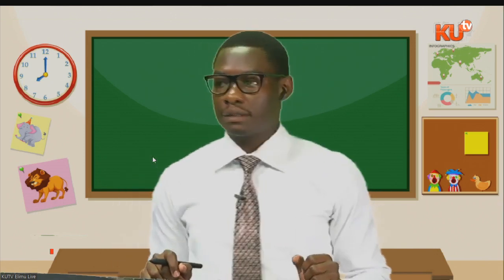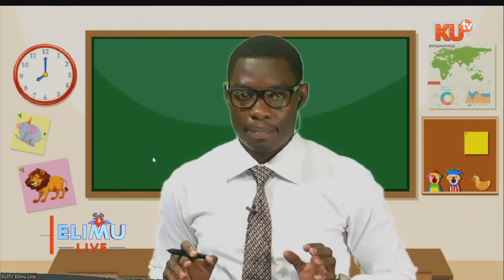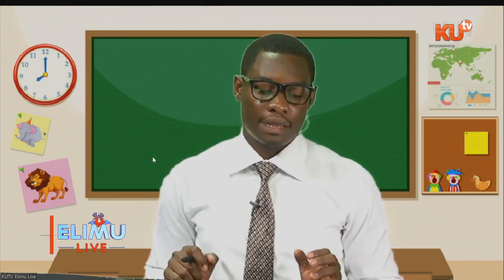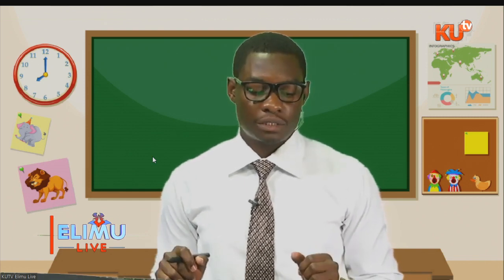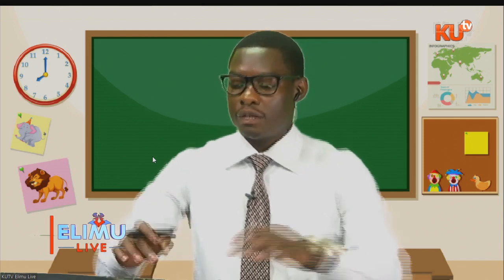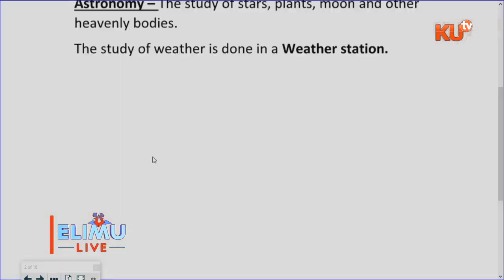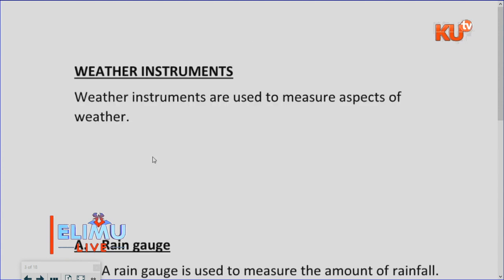These weather instruments measure, or they are used to record, aspects of weather or the elements of weather. When I talk about this, I mean temperature, I mean humidity, I mean sunshine. Those are elements of weather that I'm talking about.